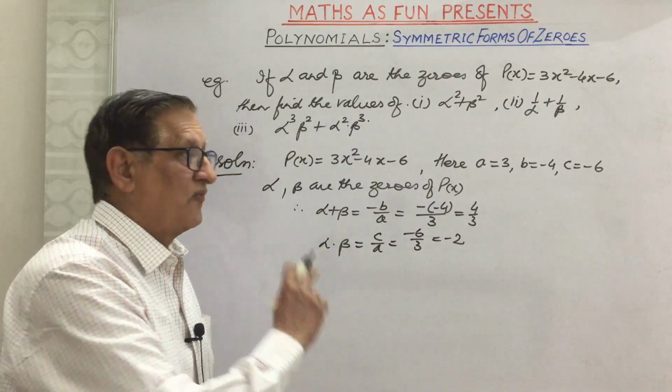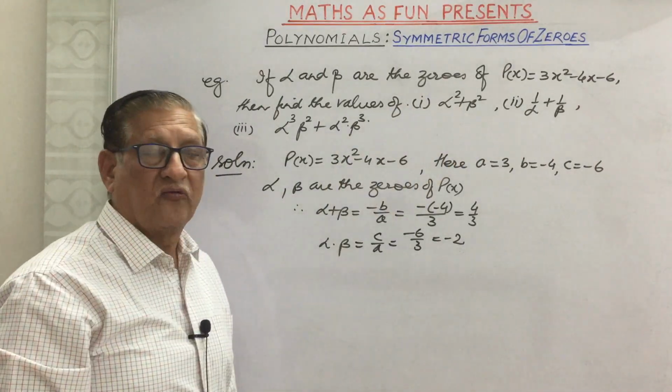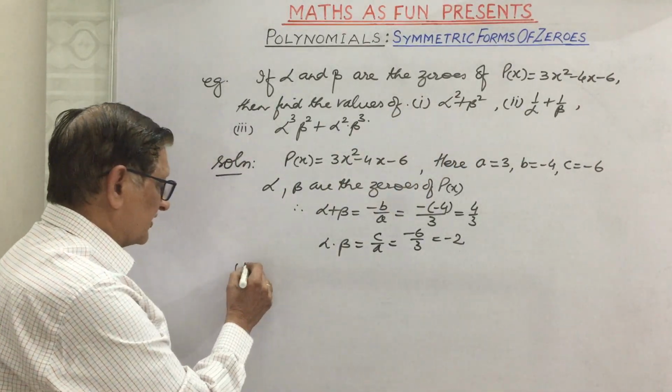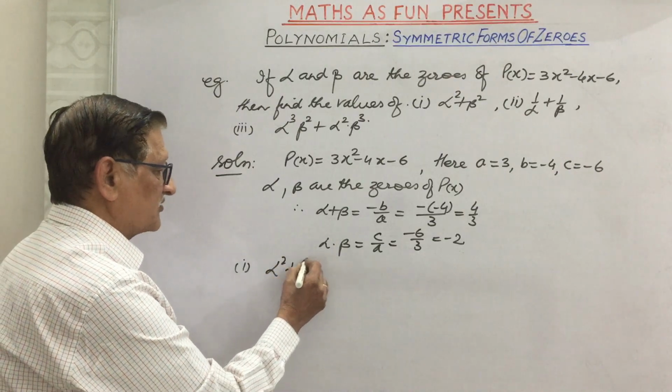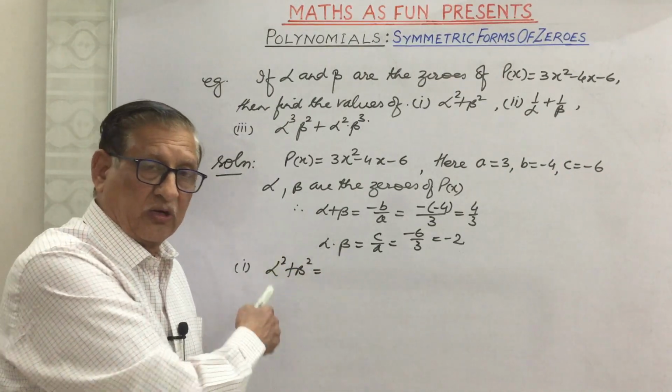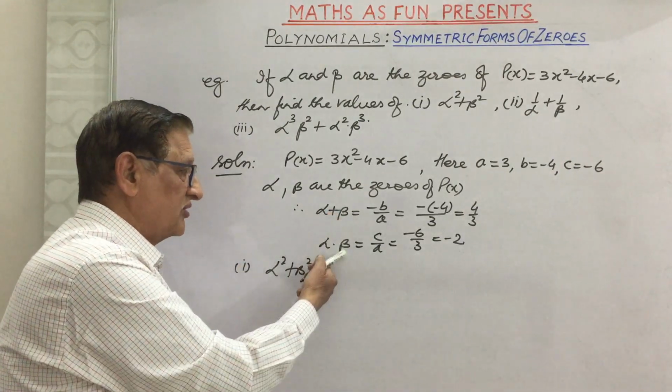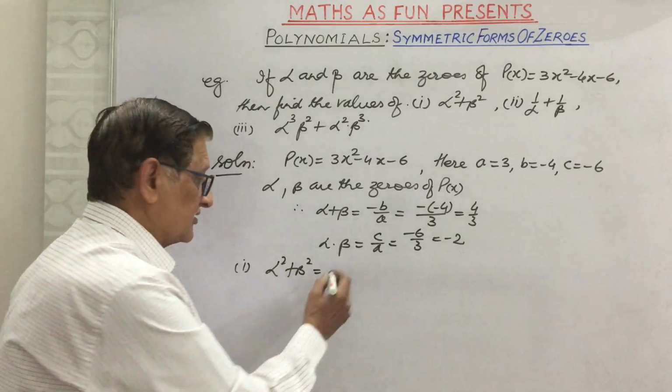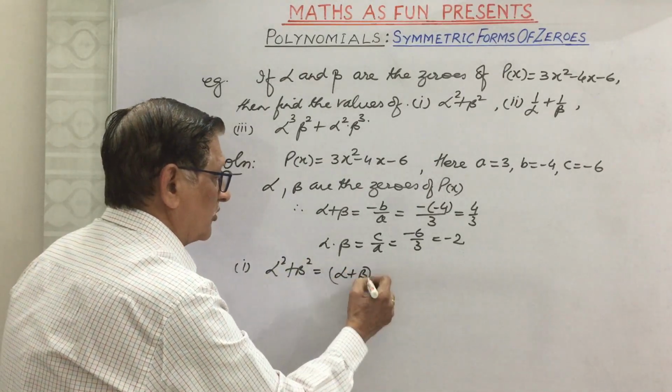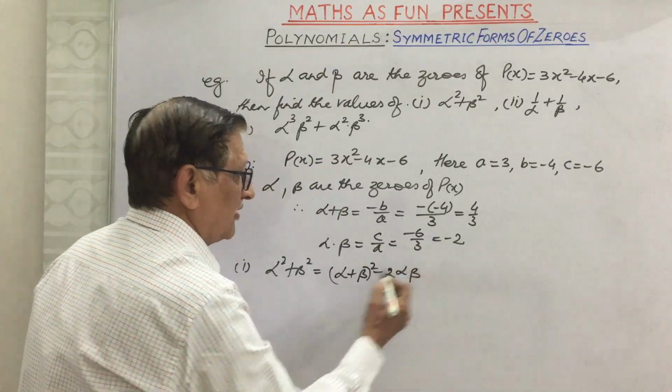and that is minus 6 upon 3, or we can say minus 2. Now we will find the values of these symmetric forms. The first one is alpha square plus beta square. We know this can be transformed in terms of these two, that is alpha plus beta whole square minus 2 alpha beta.